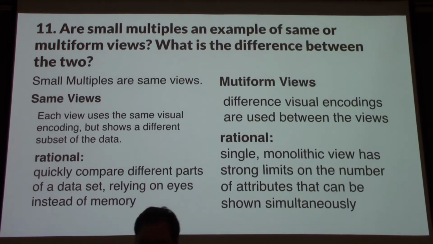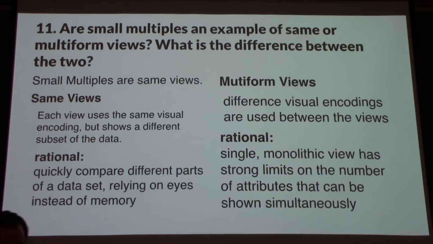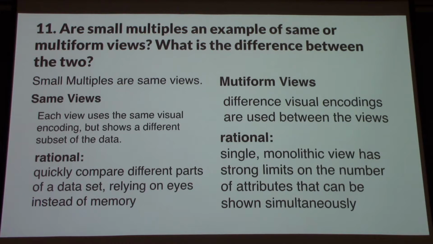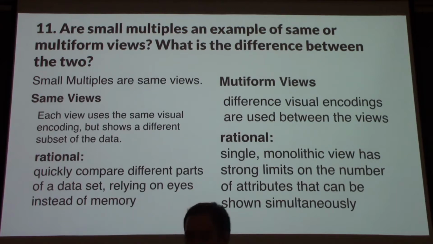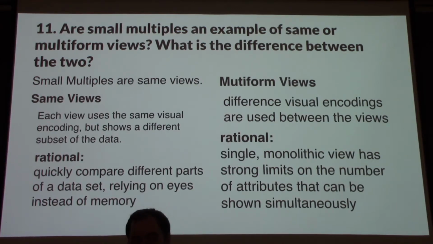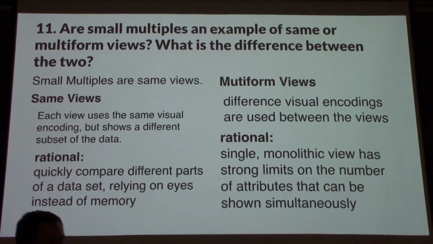then this one here, quite a few people got it right, but not everybody. Are small multiples an example of same or multiple views? What is the difference between the two? The answer is small multiples are the same views, and we will talk about this later today again. Same views means each view uses the same visual encoding, but shows a different subset of the data. So that's what small multiples do.